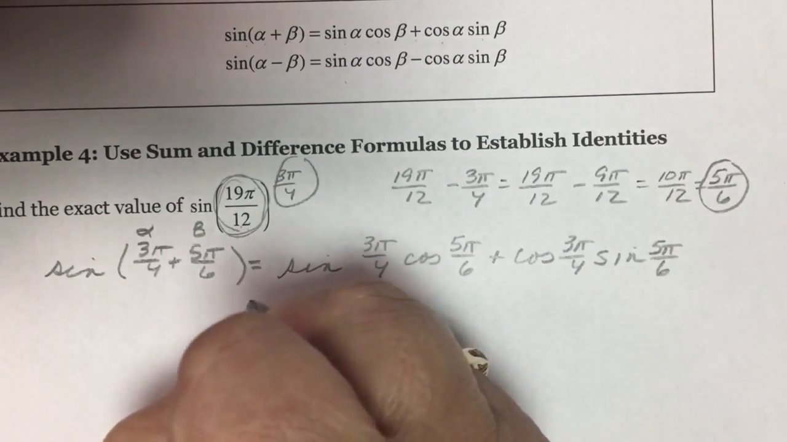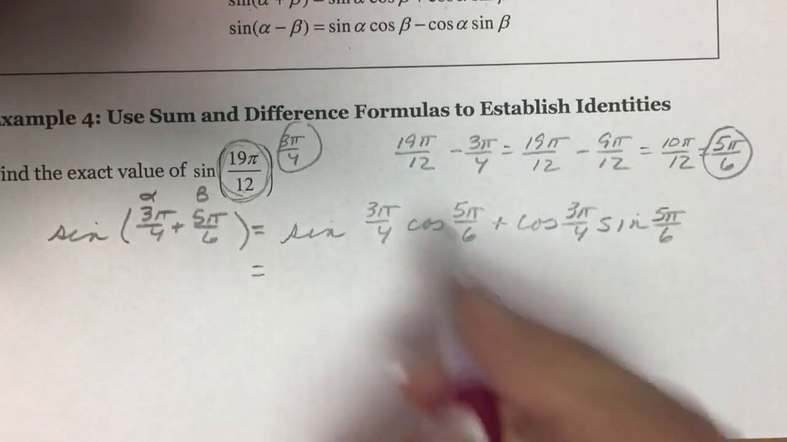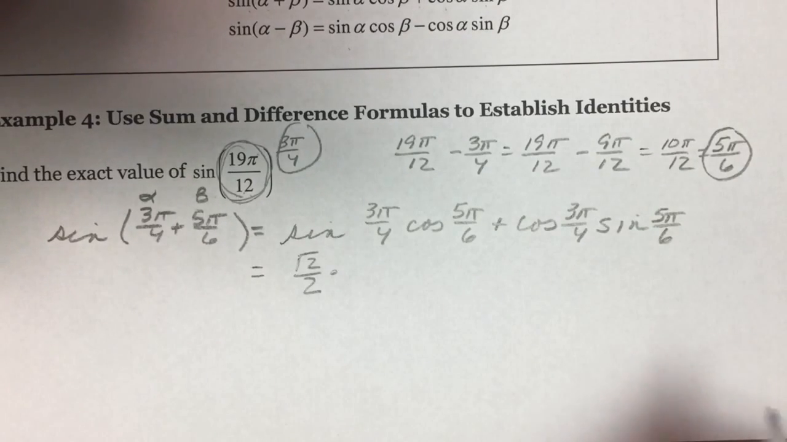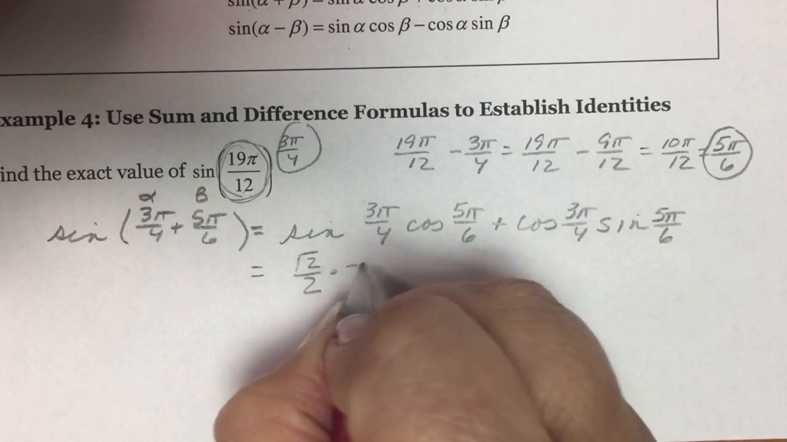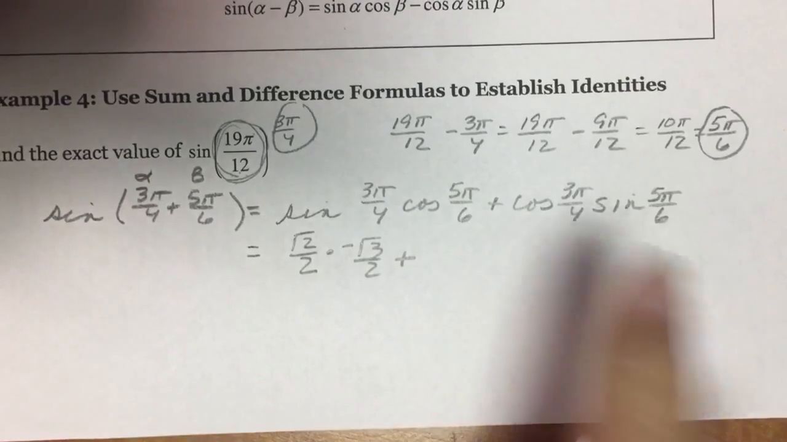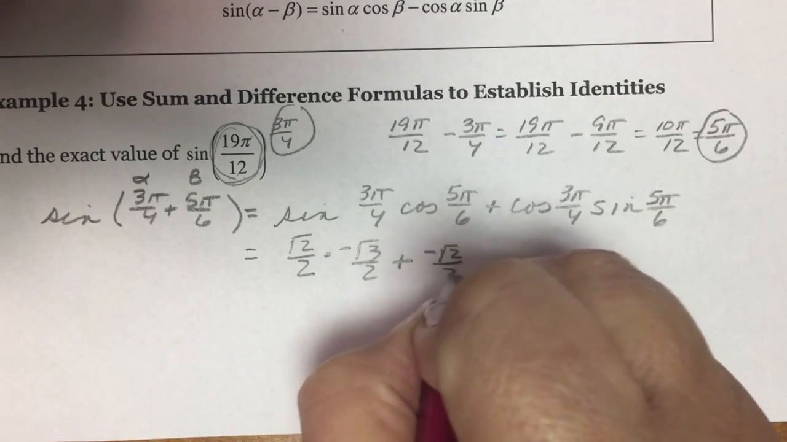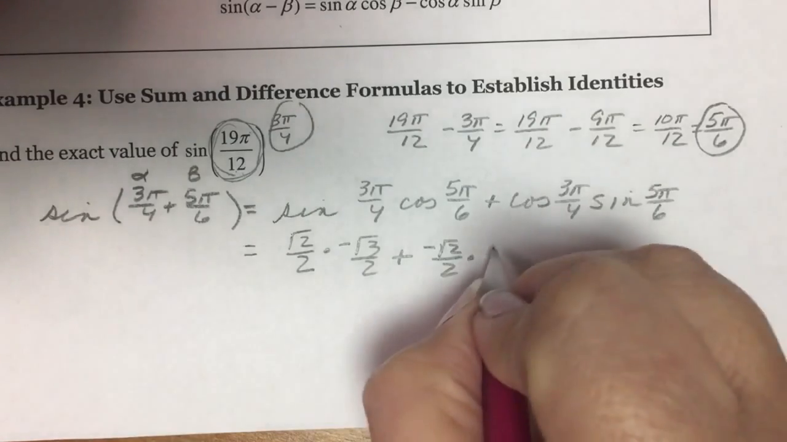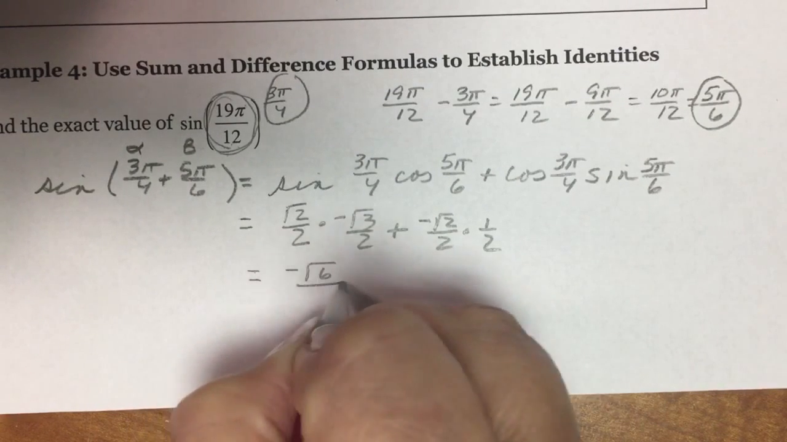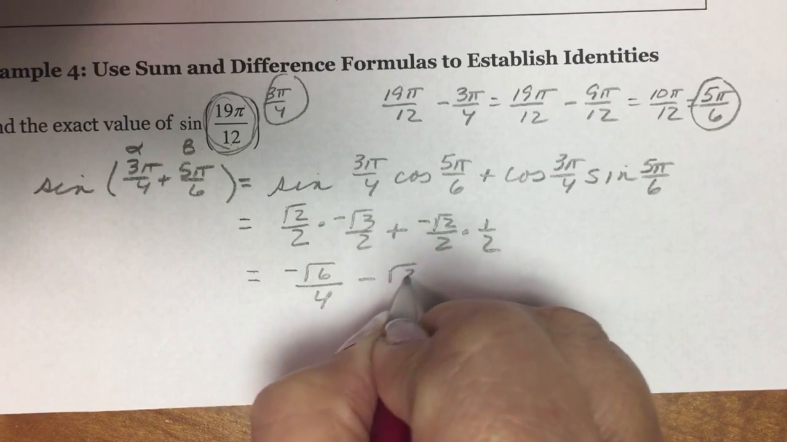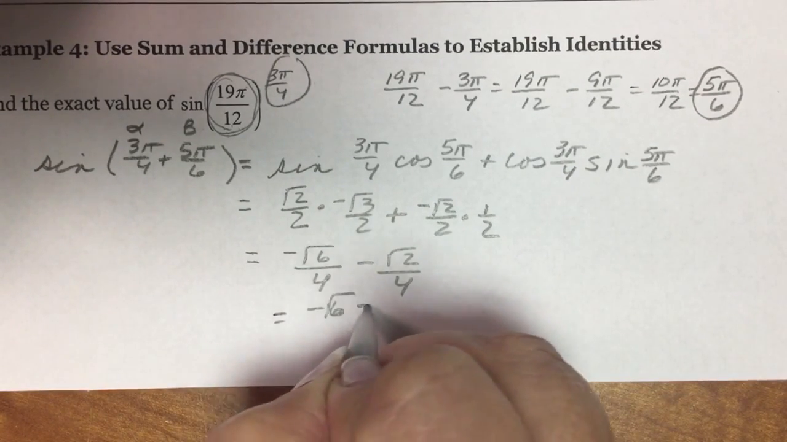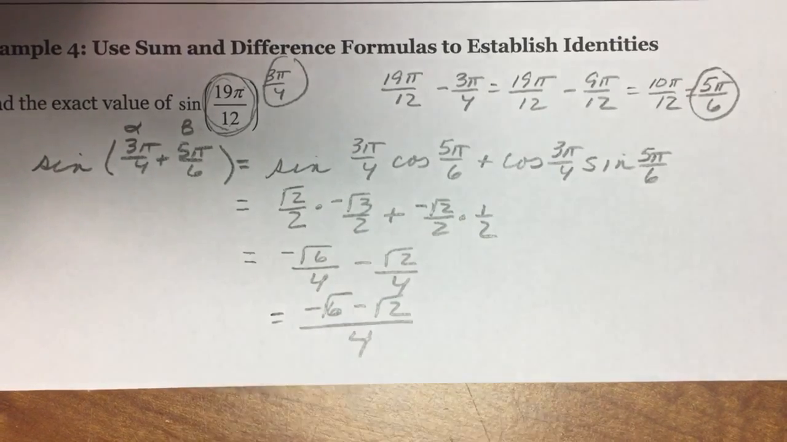Okay, so once I've written that out, it's just plugging in our values. So the sine of 3 pi fourths is root 2 over 2. It's positive. It's in the second quadrant. The cosine of 5 pi 6 is negative root 3 over 2. These are all unit circle values. The cosine of 3 pi fourths is negative root 2 over 2. And the sine of 5 pi 6 is positive 1/2. So this would be negative root 6 over 4 minus root 2 over 4, which would simply be negative, root 6 minus root 2, sorry about that, all over 4.